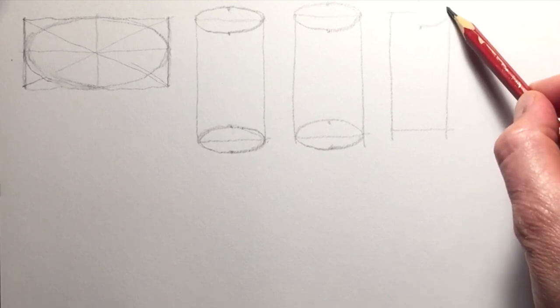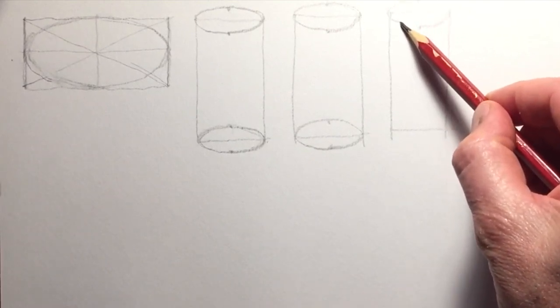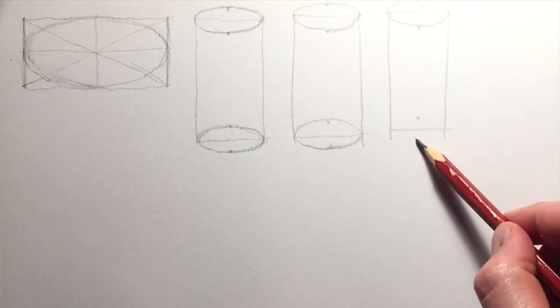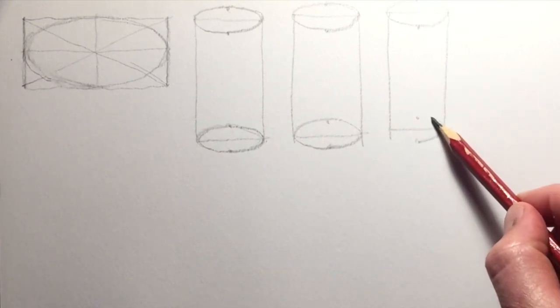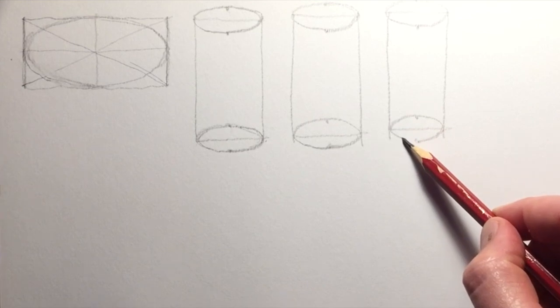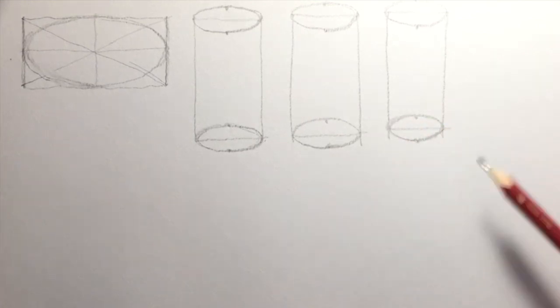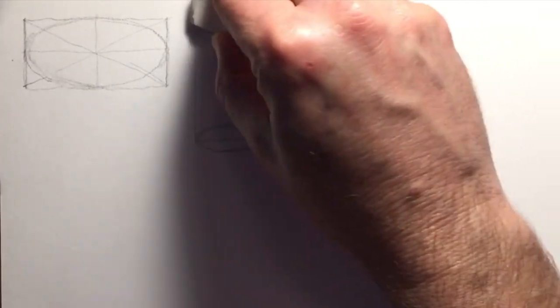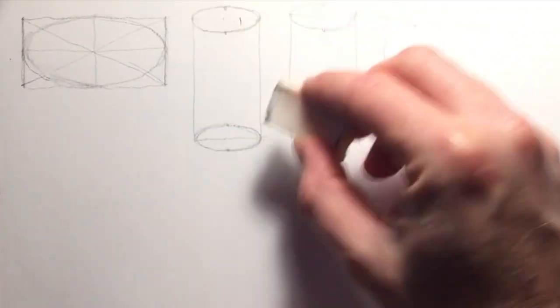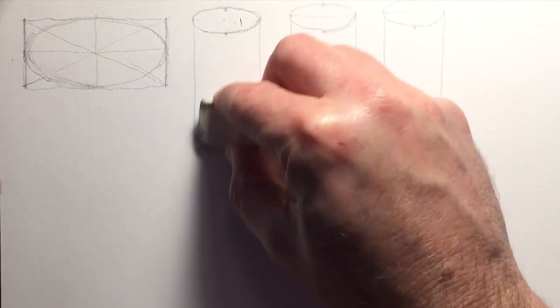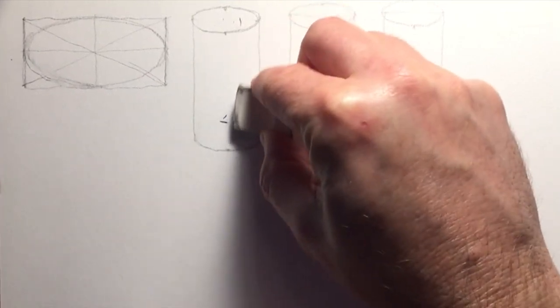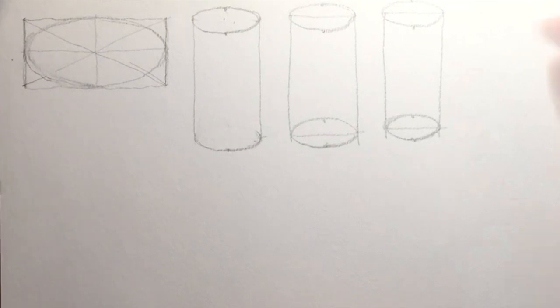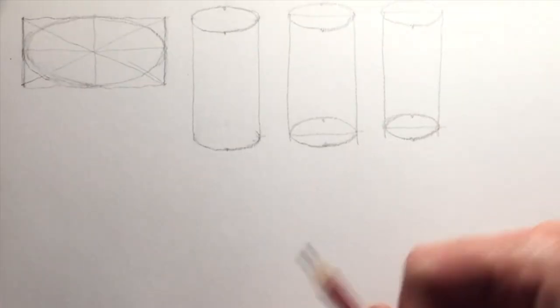So our first building block is what I call the pillar of civilization. Yes, boys and girls, ladies and gentlemen, take that center line out, take the top away, and we have the cylinder.